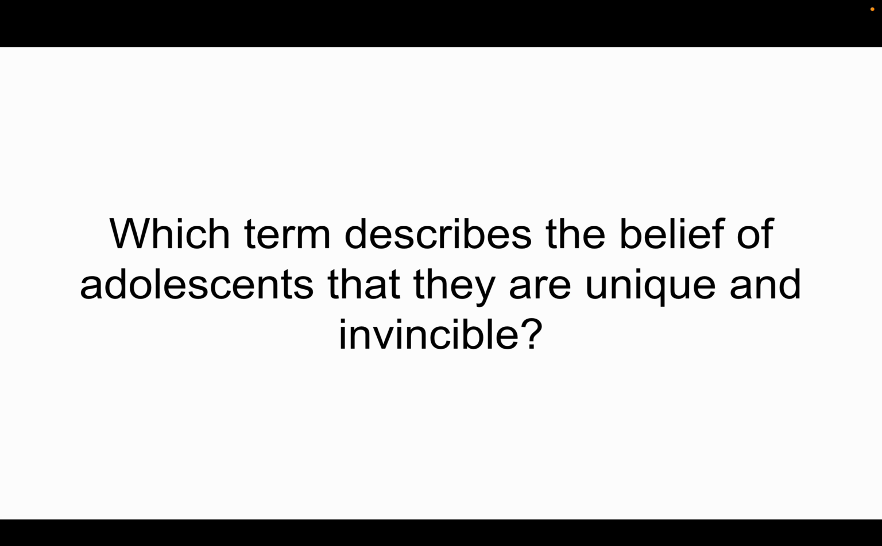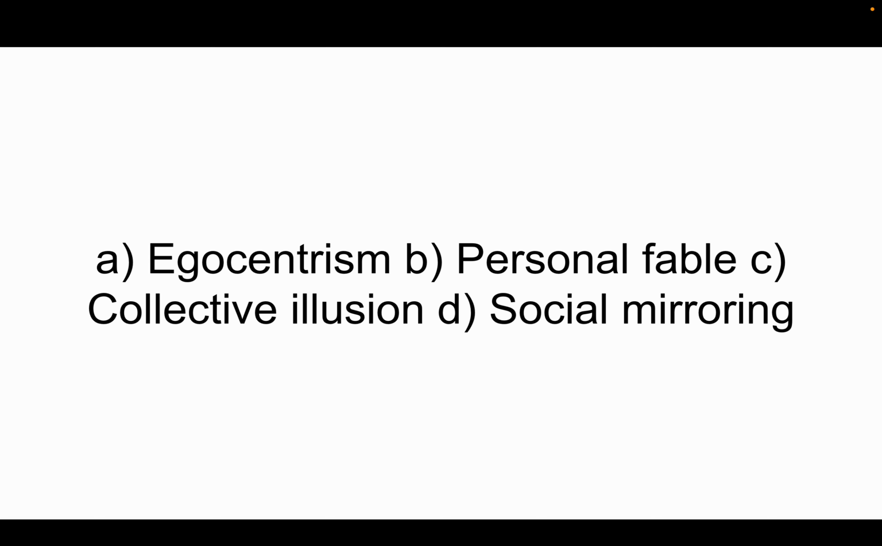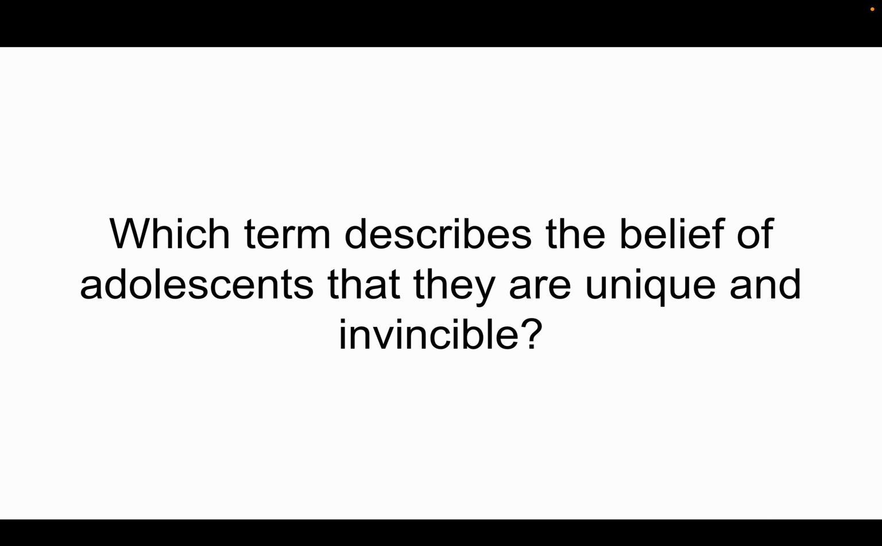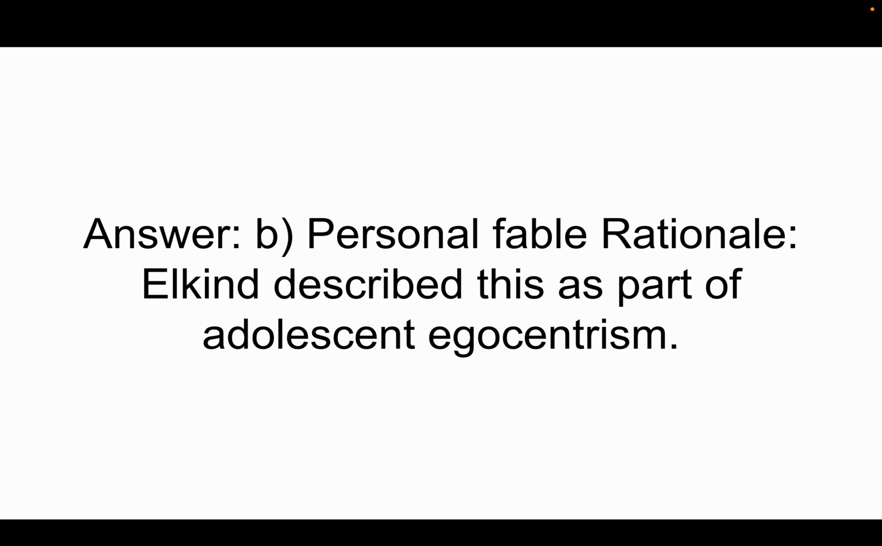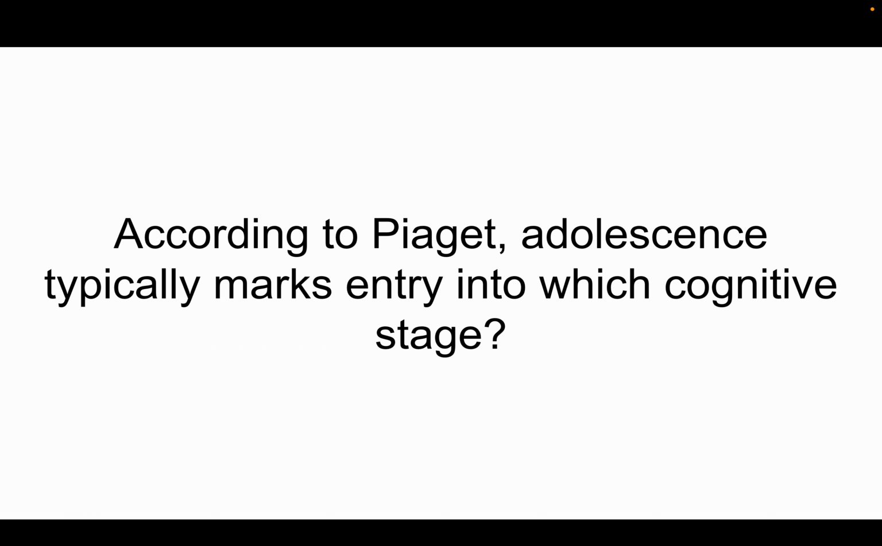Which term describes the belief of adolescents that they are unique and invincible? A. Egocentrism, B. Personal fable, C. Collective illusion, or D. Social mirroring. So, which term describes the belief of adolescents that they are unique and invincible? Answer is B. Personal fable. Elkind described this as part of adolescent egocentrism.